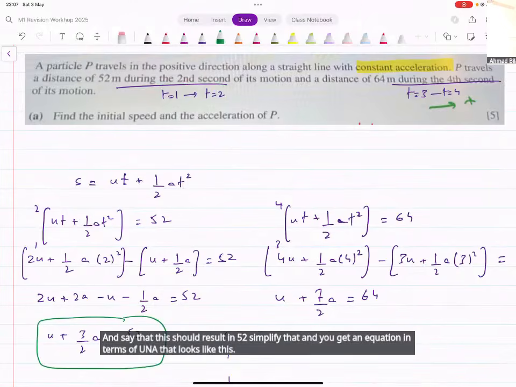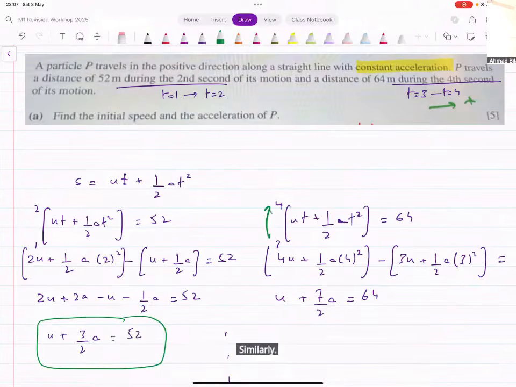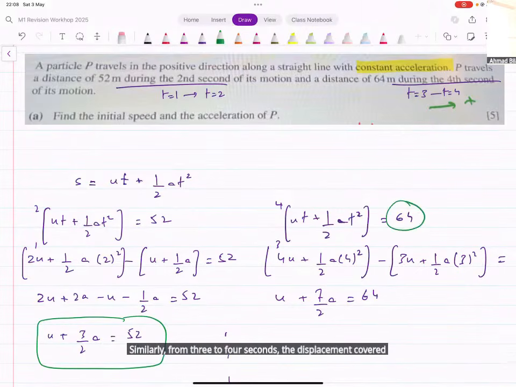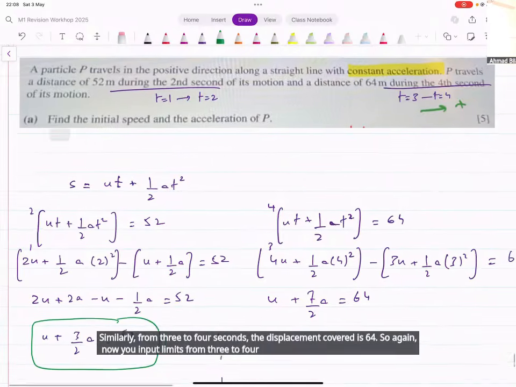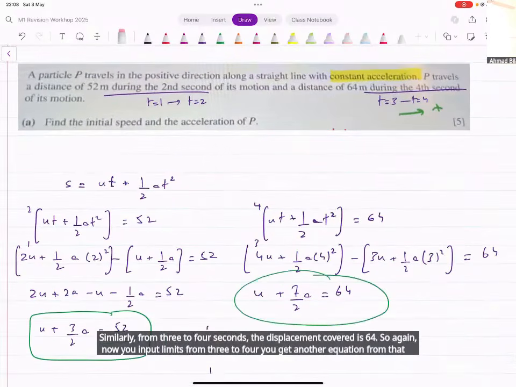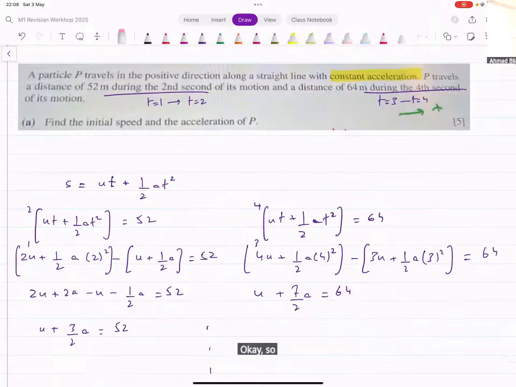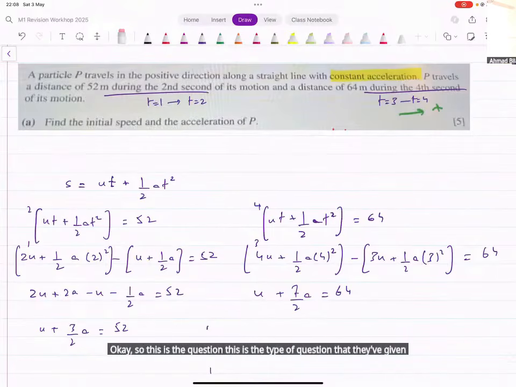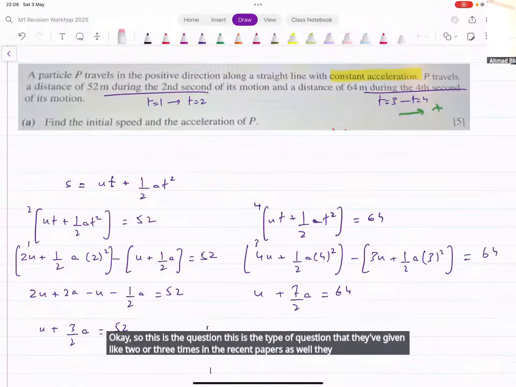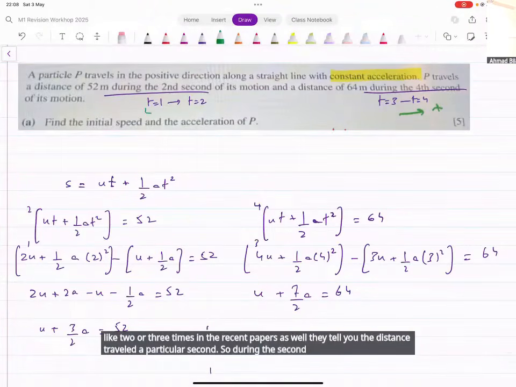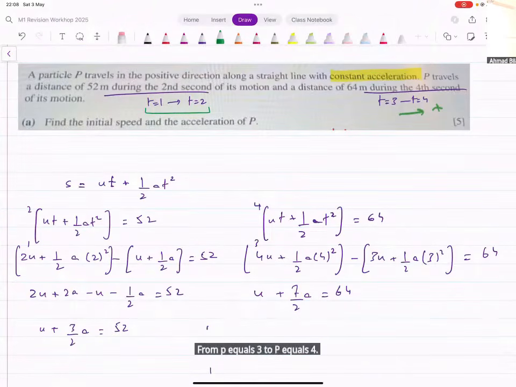Similarly, from 3 to 4 seconds, the displacement covered is 64. So again, you input limits from 3 to 4. You get another equation from that in terms of u and a. Solve them simultaneously and you get the values of u and a. Okay, so this is the question. This is the type of question that they've given like 2-3 times in the recent papers as well. They tell you the distance traveled during a particular second. So during the second means from time equals 1 to time equals 2. During the 4th second means from t equals 3 to t equals 4. So you can use limits like this after finding the displacement function.